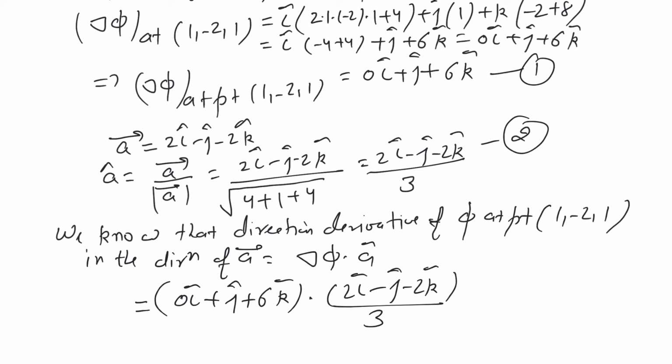Now take the dot product simply. 0 multiplied by 2 is 0, so this will be 0. Next will be minus 1, and it will be minus 12. It will be 3, so this will be minus 13 by 3. So this is the required directional derivative. Its value is minus 13 by 3.